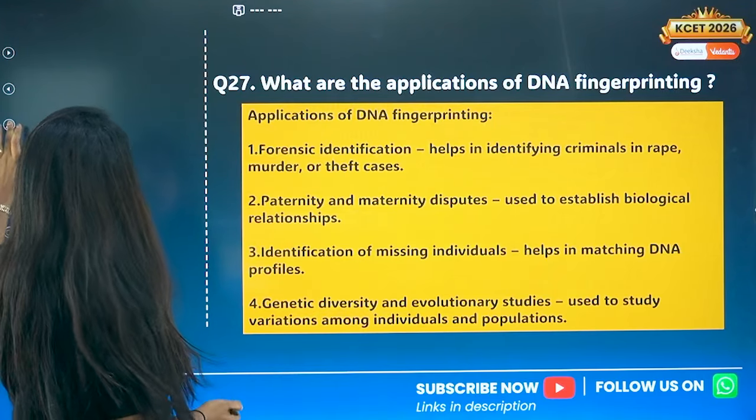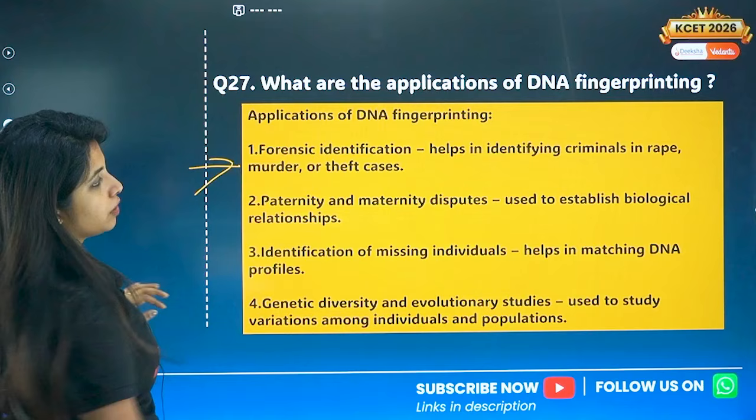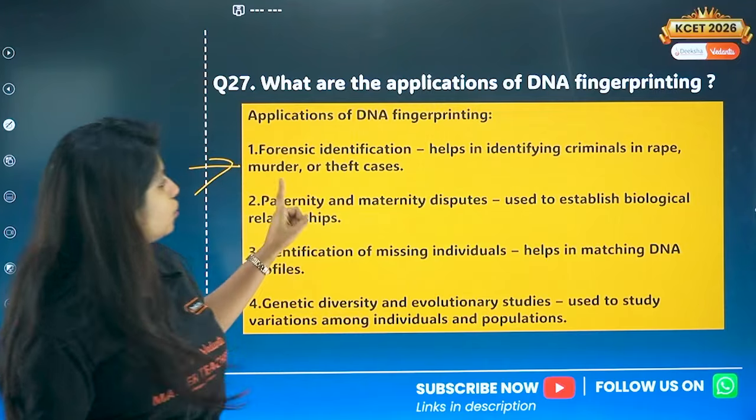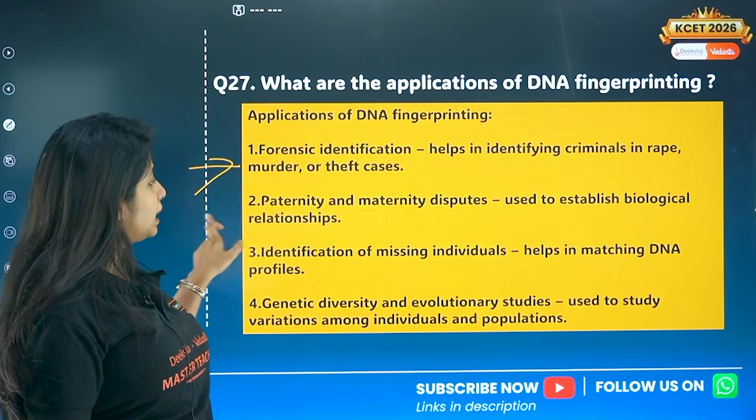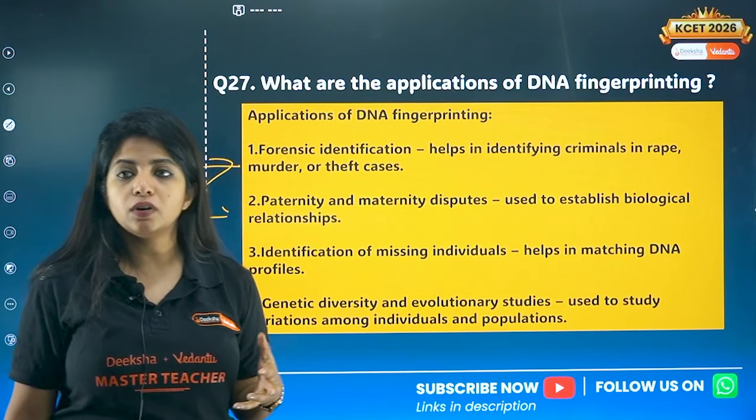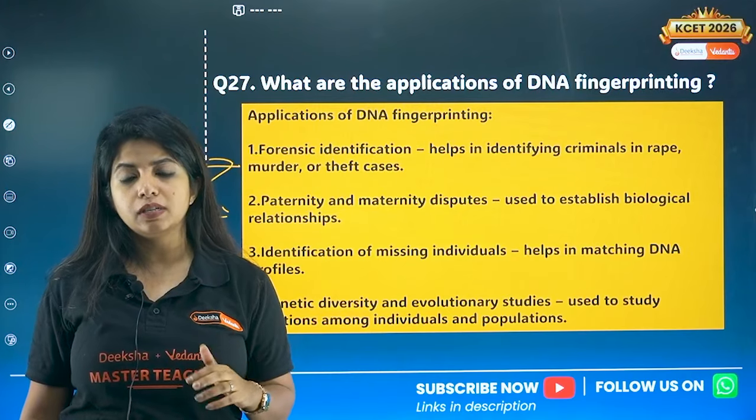So what is the use of DNA fingerprinting? First thing, forensic identification helps in identifying criminals in rape, murder or theft cases. Second, paternity or maternity disputes, because we do not know who is the actual parent of this particular child.